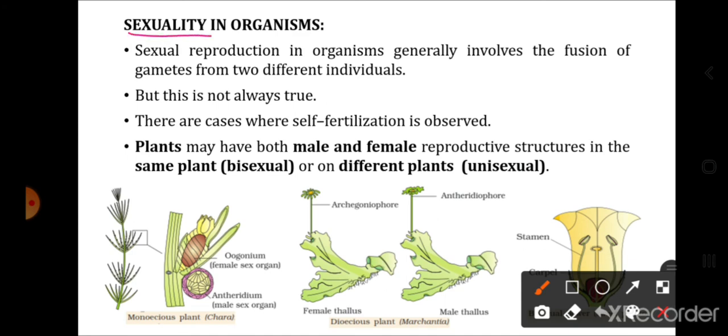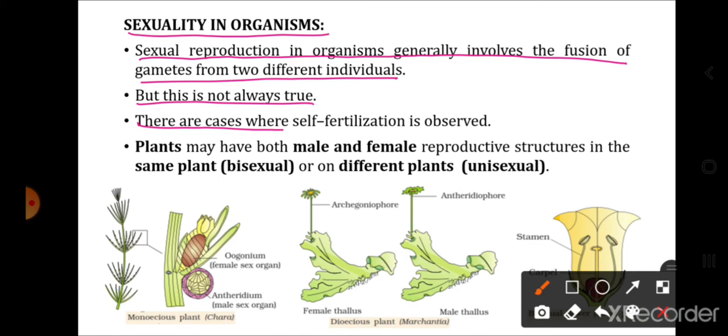Now, sexuality in organisms. Which types of sexes can be present in organisms? Sexual reproduction in organisms generally involves fusion of gametes from two different individuals. So basically sexual reproduction involves fusion of gametes, and normally these gametes are formed by two different individuals of the opposite sex. But it is not always true. There are cases where self-fertilization is observed. In most cases, the gamete formation occurs in different individuals of different sexes. But it is not always true.